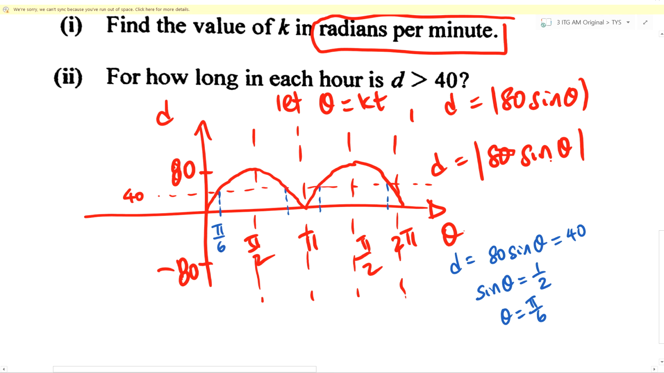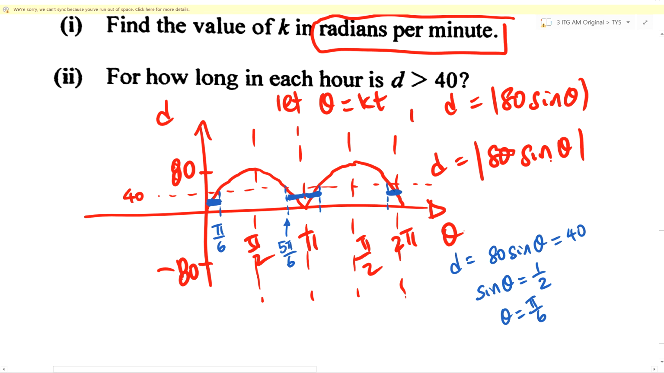Now by symmetry, can you tell me what this value is? If this is pi over 6, what must this be? Okay, where is the symmetry? This range over here must be the same as this range. So pi minus pi over 6, that gives us 5 pi over 6. And we can do the same over here. This is the same pi over 6. This is the same pi over 6.